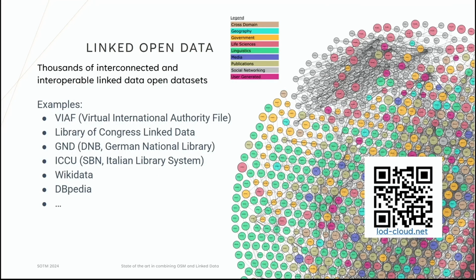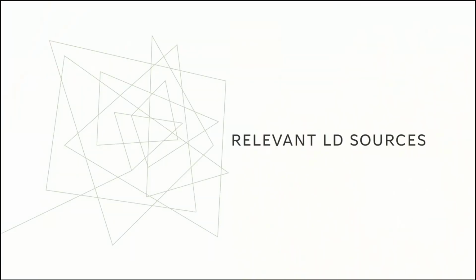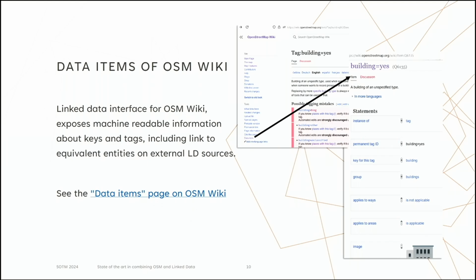This set of standards has been used to create thousands of datasets that describe billions of entities, created by the most disparate types of entities, from governments, from academia, from private entities, etc. Let's look at the most relevant for the OpenStreetMap world. First off, there is a linked data source that we created ourselves. It's the data items OSM wiki.